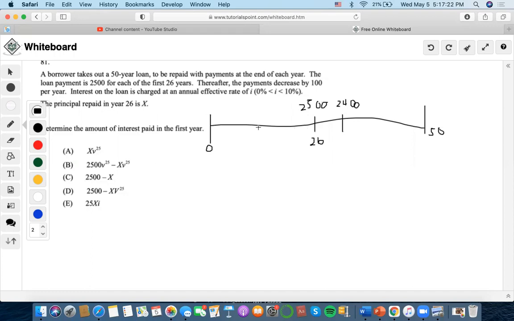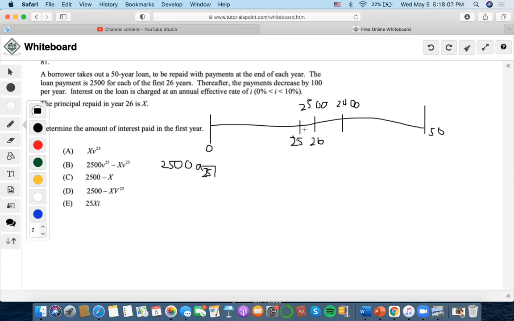So we know that $2,500 is being paid out in the first 25 years. So we know that $2,500 is being decreased by $100 for the next 25 years. Why do we say that? Because, well, first of all, we need to set 25 as the starting point in which we're going to discount the 2,500 payments. So we're going to do 2,500 a angle 25. And we don't know what the interest here is, so we'll leave that alone.